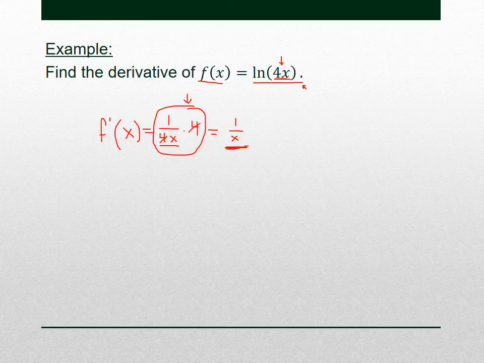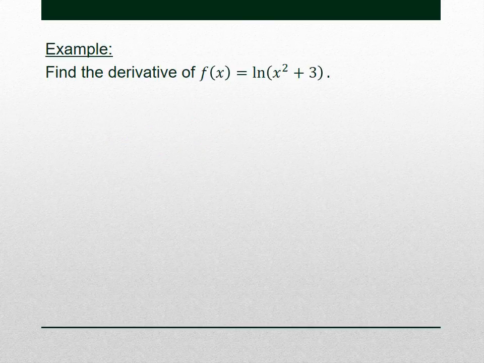Okay, so there we used the fact that we knew the derivative of the natural log, but we also used the chain rule. Here's another example. f of x is natural log of x squared plus 3. Again, we've got a natural log, so we know we're going to need the derivative of that. But we have something on the inside that's not just x all by itself, so we're going to use a chain rule again. So what does that look like?